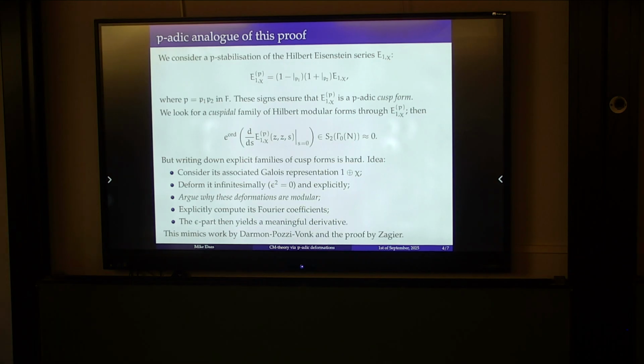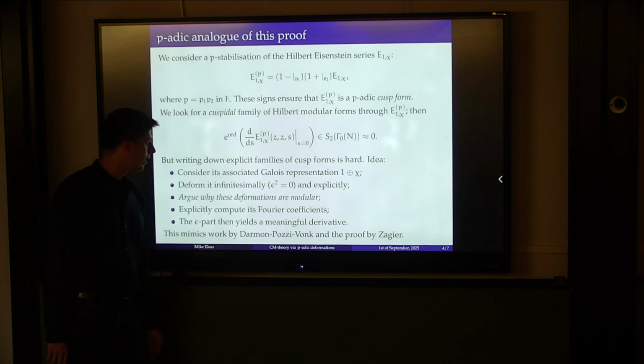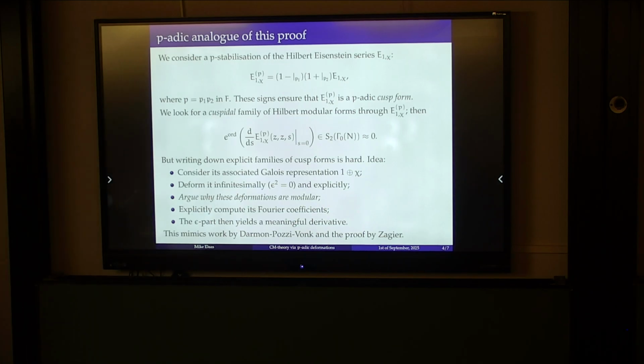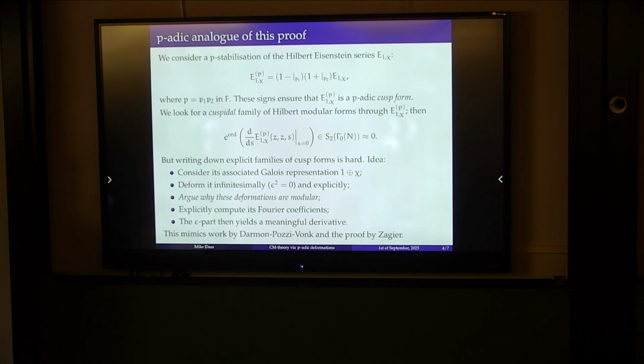And then this epsilon part is actually the derivative that I'm looking for. And then I can run the computation and see what comes out. And this deformation theory approach is inspired by, of course, the proof by Zagier, also work of Darmon, Lauder, and Rotger, and more recently also work of Darmon, Pozzi, and Vonk, who applied this not in the CM setting but in the RM setting.